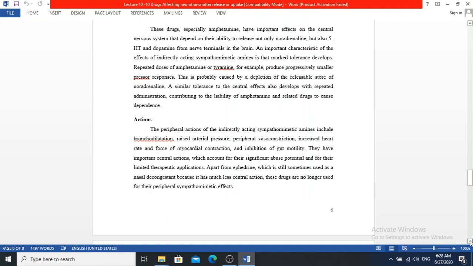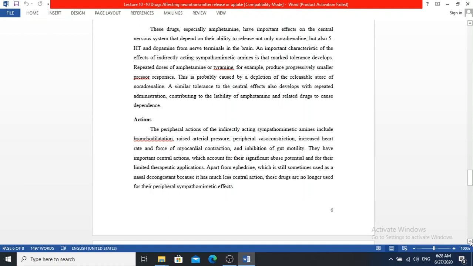Why? Because they cause a release of noradrenaline, 5-hydroxytryptamine or dopamine from nerve terminals, and the repeated use may cause dependence.